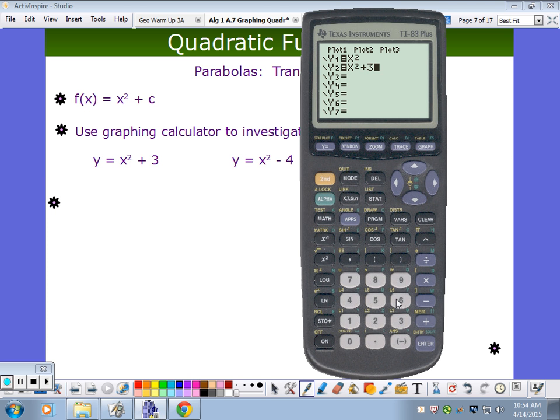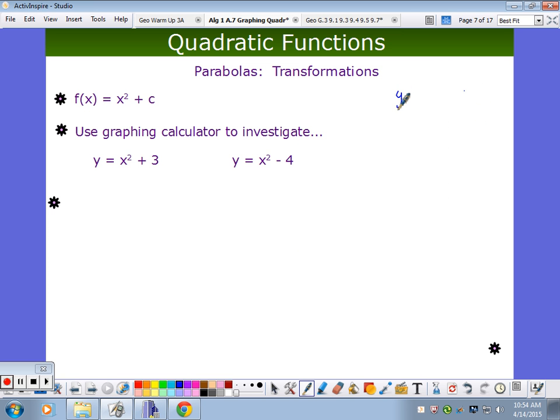What do you think is going to happen? What happened to the lines? Remember y equals x? That looks like this. What happened when we said y equals x plus 3? What happened? It picked it up. What happened when we said y equals x minus 7? We took this one and put it down here. So what do you think is going to happen here?